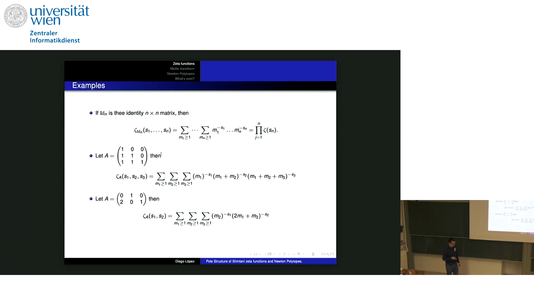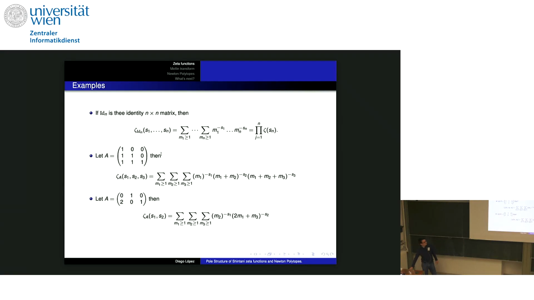One other thing that I should mention here is that it is also known that any conical zeta function can be expressed as a sum of Shintani zeta functions. What is not known is the opposite, whether any Shintani zeta function can be expressed as a conical zeta function.